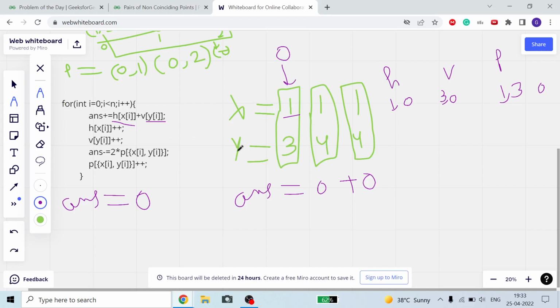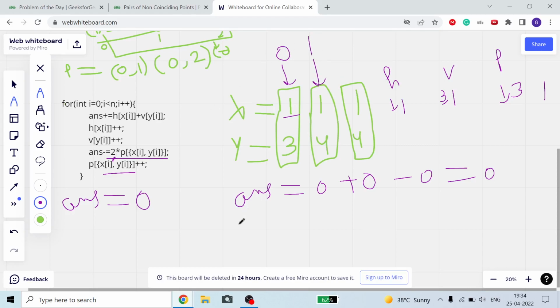So what happens, it will become 1. Then I will subtract 2 times p of xi comma yi, it is 0, so I will subtract 0, so it will remain 0. Then I will increase p of 1 comma 3, so it will become 1. Now you guys are thinking why I am subtracting it 2 times. I will explain, just see according to the code.